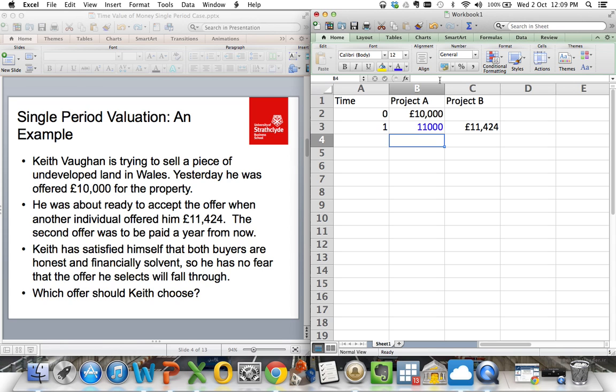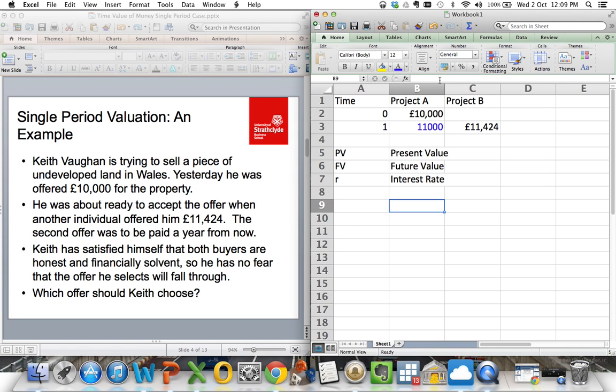Now I'm going to add in some symbols. I'm going to say PV is equal to present value. FV is equal to future value. And R is equal to the interest rate. So what are these cash flows like?